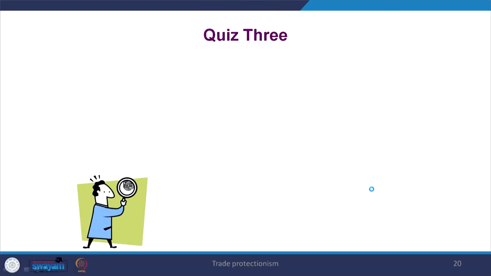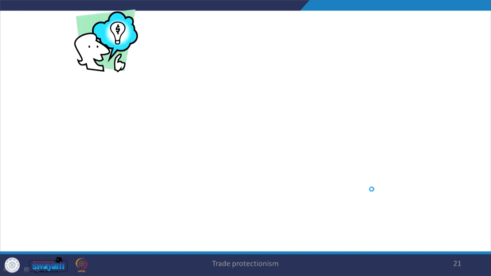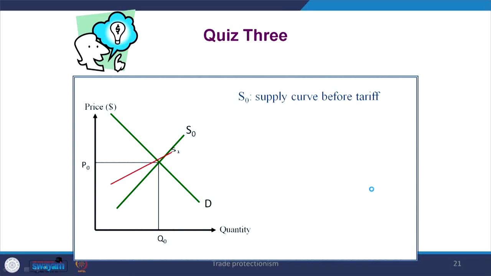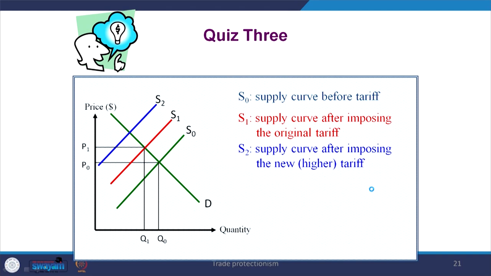Let us test with the third one: if the government increases the per unit tariff, the tariff revenue will increase. Explain whether this statement may not be true. It depends upon the elasticity of imports and exports. So demand and supply and their elasticities are important. The extent of restriction you impose is very important to calculate the exact implications of the tariff and its revenue earning by the government. These are the details we can find out through the vertical gaps.